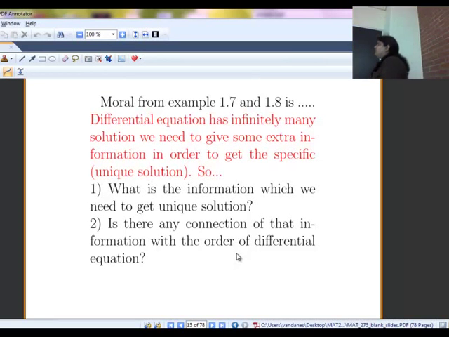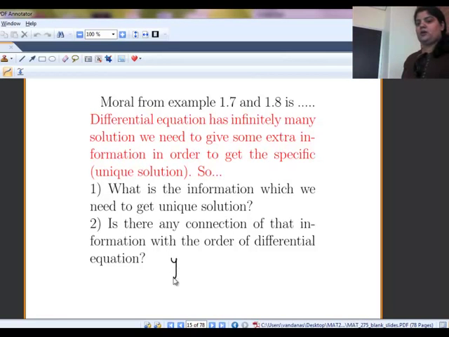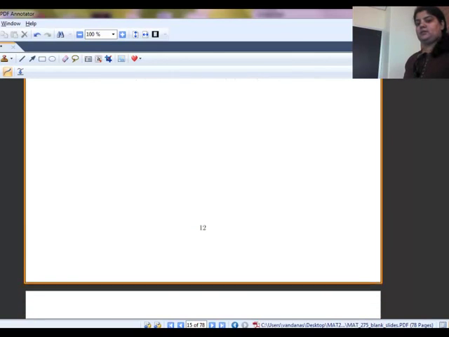Okay, so we are looking for a unique solution of a differential equation. So the natural question to ask is, is there any connection between the order of a differential equation and the uniqueness of a solution? The answer is yes, and let's understand it in the arbitrary case.